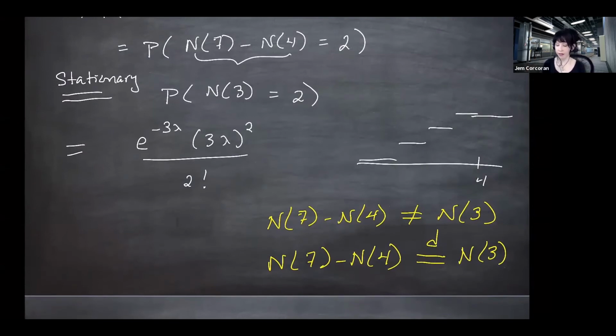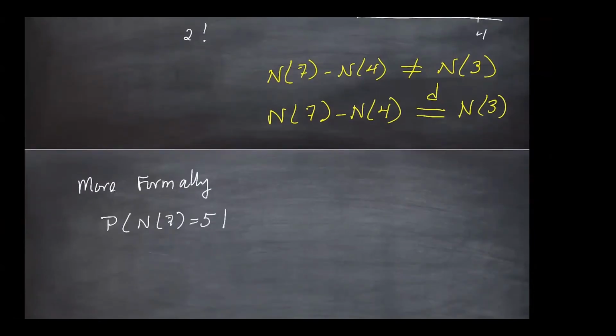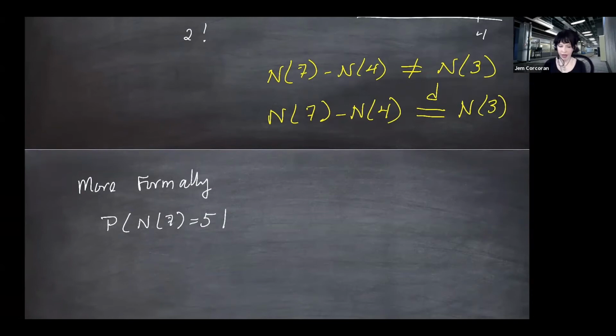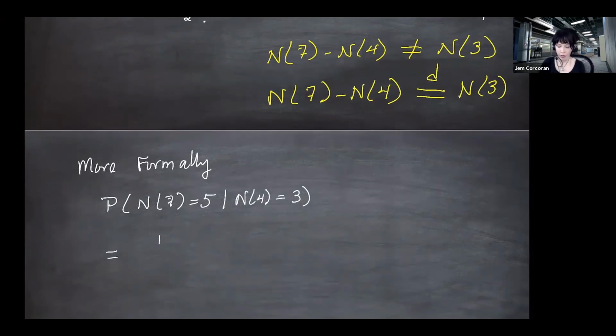So more formally on this one, I'm going to continue this example and then I'll ask if there were any questions. So more formally, the conditional probability that N of 7 is 5, given that N of 4 equals 3. That's what we just found, and we did it kind of using independent increments and kind of more intuition. If you really wanted to find this more formally, this conditional probability would be the joint probability of both of them divided by the marginal probability of the given one.